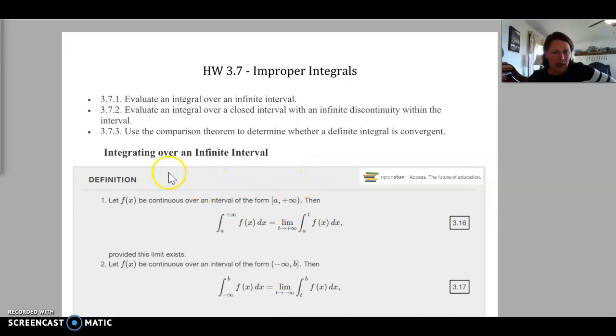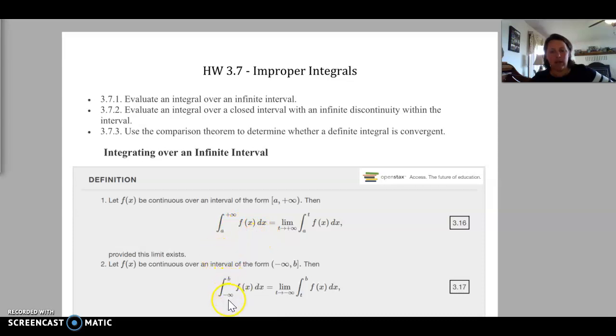So first of all, let's look at integrating over an infinite interval. If we let f of x be continuous over an interval between a to infinity, so now notice when we are putting in our limits of integration, we have infinity in one of the signs. So that takes some different techniques to be able to integrate. We can do it though. If we have infinity in one of our limits of integration, then what we're going to do is change that to a t, and then take the limit as t approaches infinity.